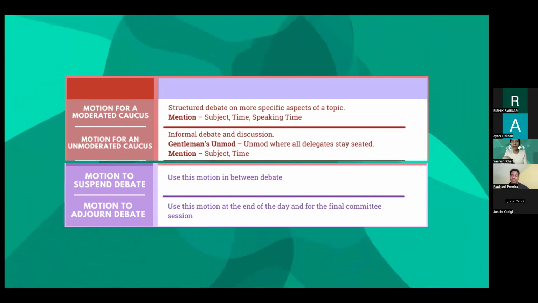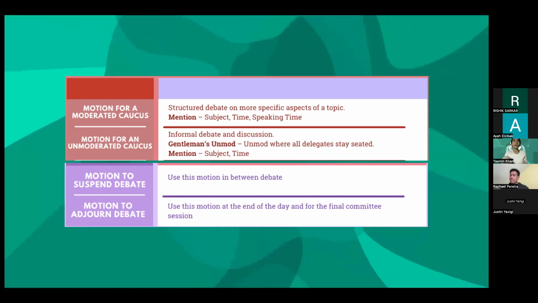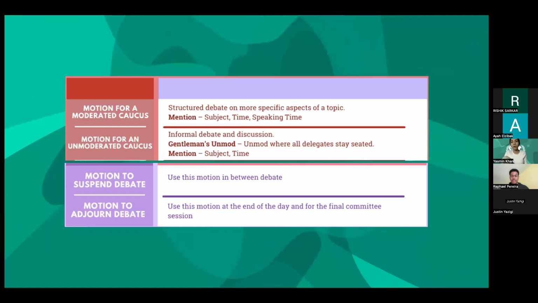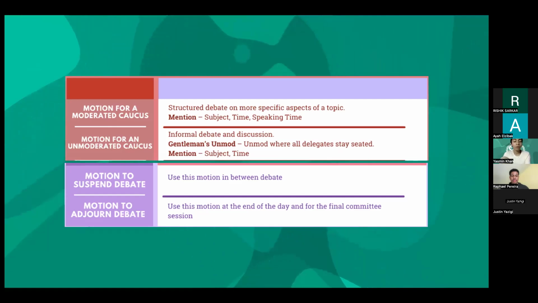So you can do that. You can motion to suspend debate. You can raise your placard in the middle of the discussion and say, I want to motion to end this moderated caucus, or motion to suspend debate. That's what this means, right? Suspending debate that's going on right now, okay? That's what suspension is.